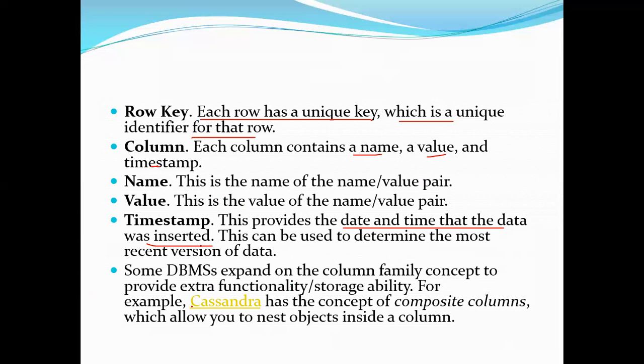The most important one, which everybody uses, is Cassandra. It has a concept of composite families, which allow you to nest objects inside of a column. That means in one column you may write another column. That facility is available only in Cassandra. We have different types of column families, but the most important one is Cassandra. As per your syllabus, this Cassandra is explained in your book.